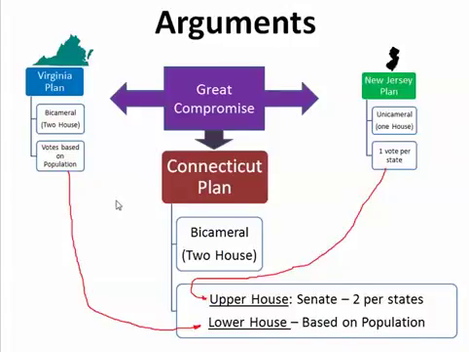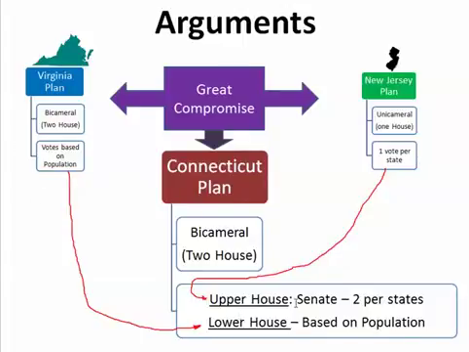So when we look at Connecticut, it says, let's have a bicameral legislature. We take that from Virginia and put it here. Then, to satisfy both sides of this argument, let's make the upper house the Senate with 2 votes per state. That way we'll satisfy the smaller states, like New Jersey, and make sure they feel represented. Then we'll create the lower house and base it on population. We'll take that from the Virginia plan and add it here.